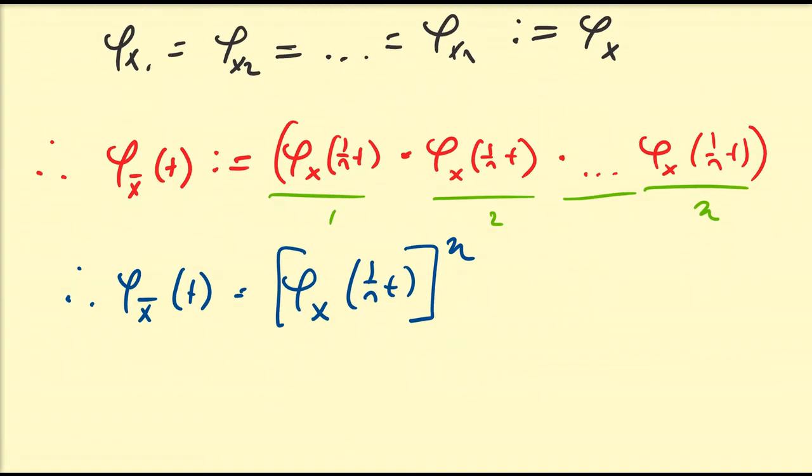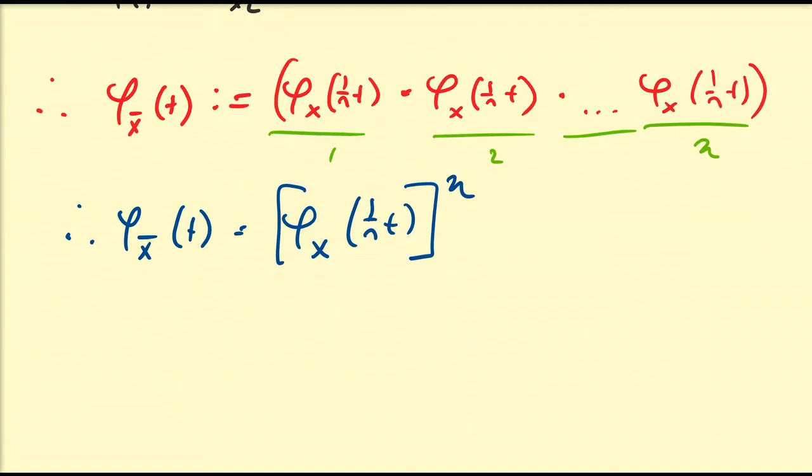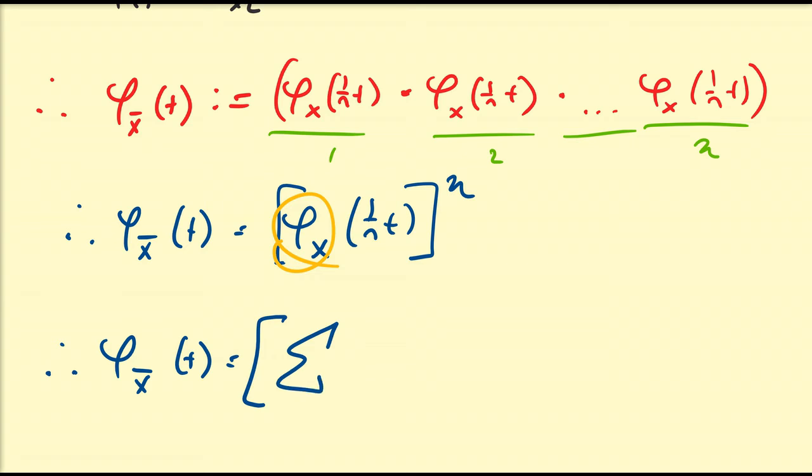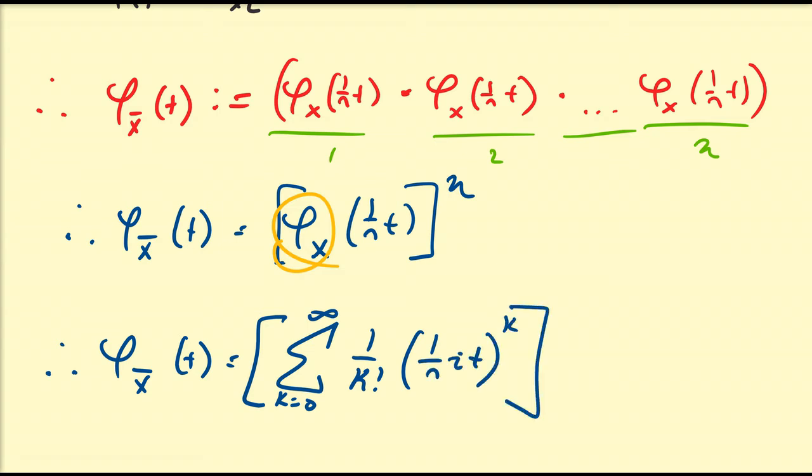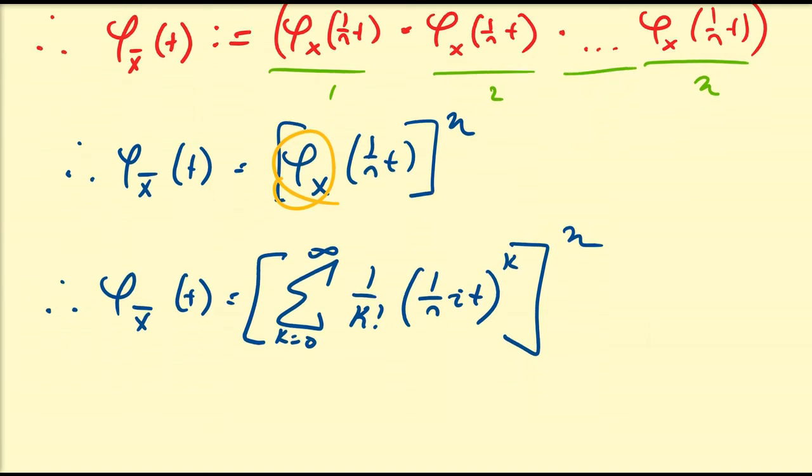All right, great. So that's an important step. So now let us use the definition of the characteristic function in terms of the Taylor series representation. So this gives us phi x bar of t is going to be equal to the sum from k equals 0 to infinity. We're going to construct the Taylor series for phi x, is pretty much what we're doing. So this is going to be 1 over k factorial times it over n raised to the power of k, all raised to the power of n.